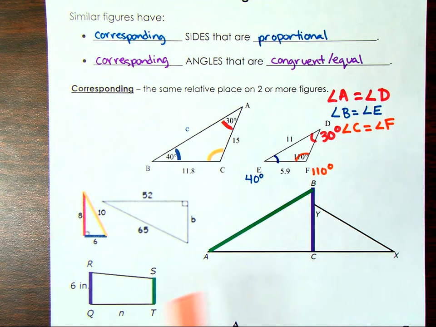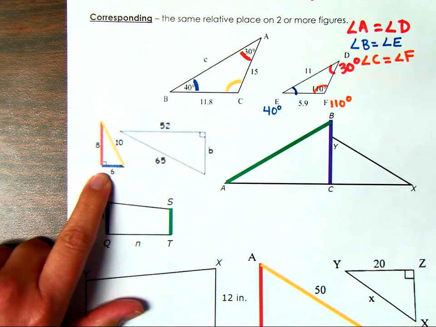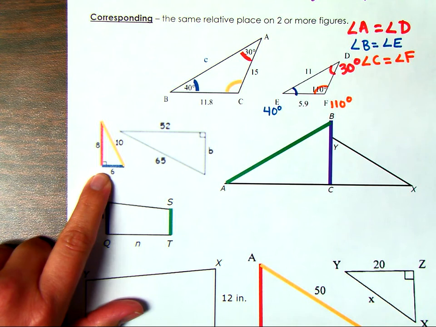Okay, so let's look at what happens when the triangles are not facing the same position. There are a couple of ways that we want to go about this, okay?